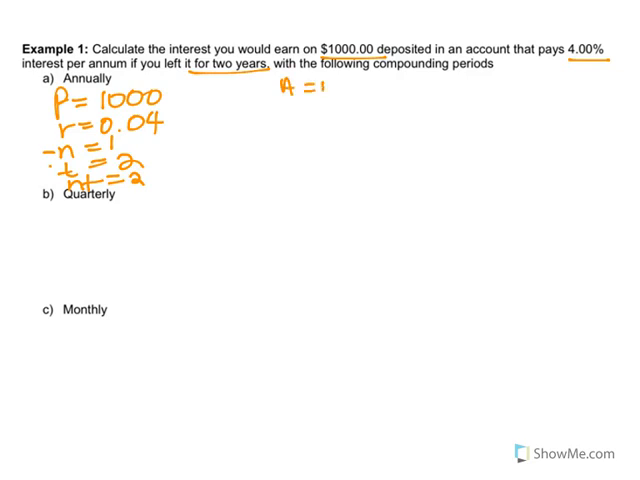So we're going to plug this into our compound interest formula, and we get 1,000 times 1 plus 0.04 divided by N, which is 1, to the power of 2. So go ahead, type this into your calculator and pause it. If you're having trouble, you can ask me about it at some point.